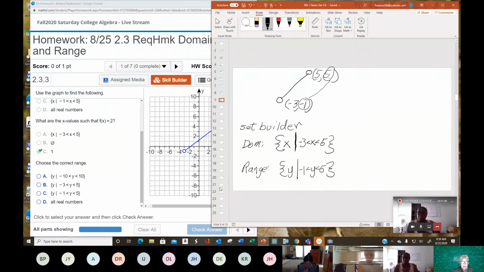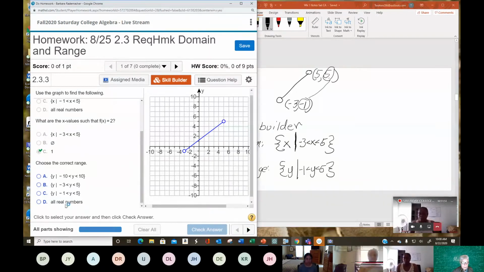Let's try it again on another one. Oops, I didn't choose it, did I? -1 to 5, there it is. -1 to 5 with the y's in the middle. That is y equals -1 is on the bottom. Y equals 5 is at the top. And all of these y's between -1 and 5 are the y's that are going to be in the range.